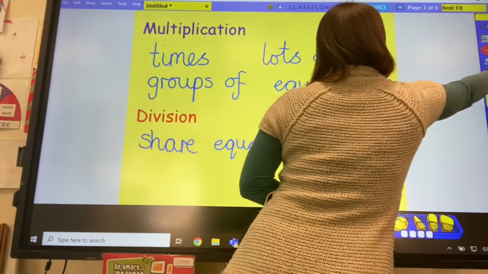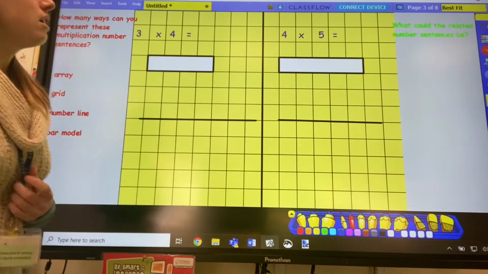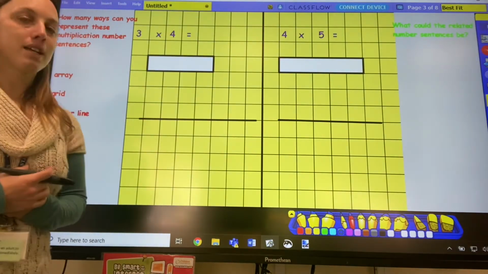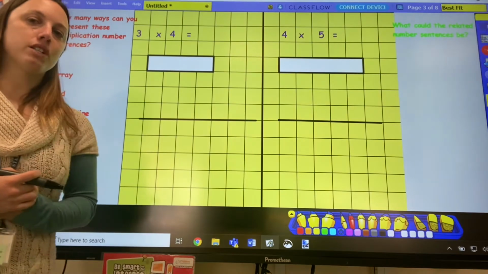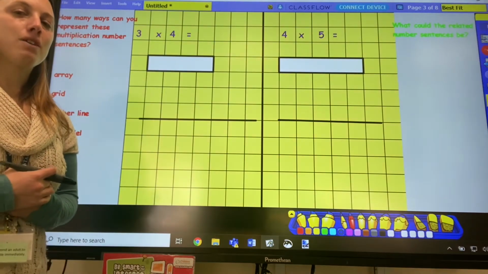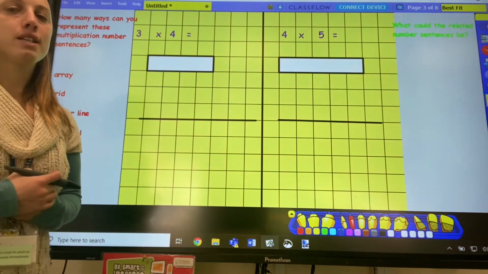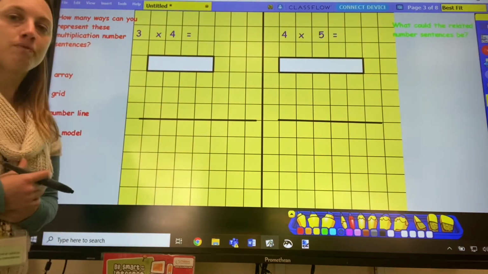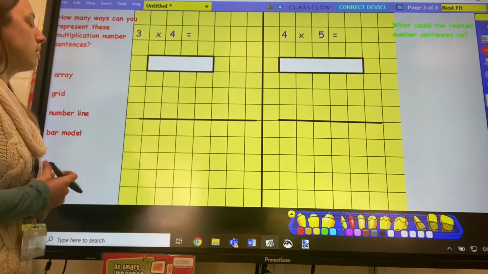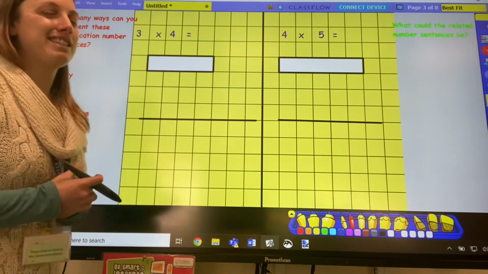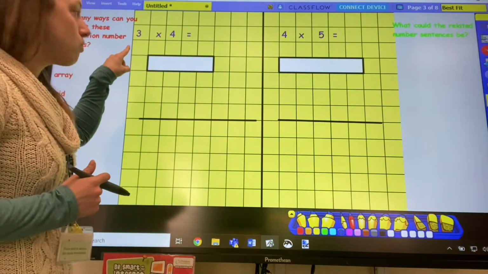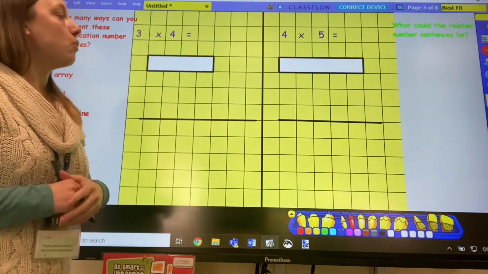I'm going to move on. So here I have got our calculation. I've got 2 calculations and I'm going to show you how we can represent our calculations in different ways. We're going to use an array, a grid, a number line and a bar model. So our first calculation, 3 times 4.